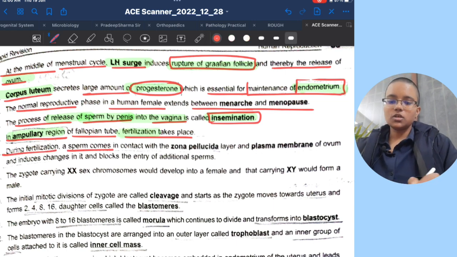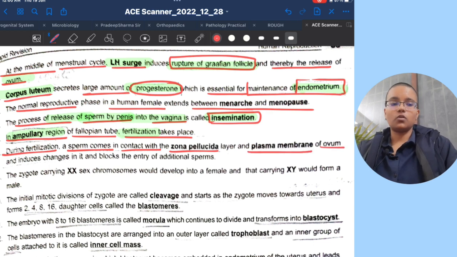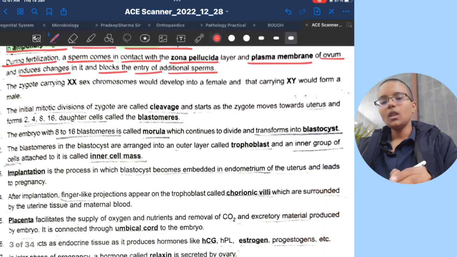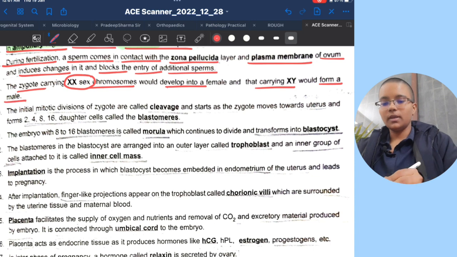During fertilization, a sperm comes in contact with the zona pellucida layer of the ovum and induces changes in it that block the entry of additional sperms. A zygote carrying XX sex chromosomes would develop into a female, and one carrying XY would form a male.